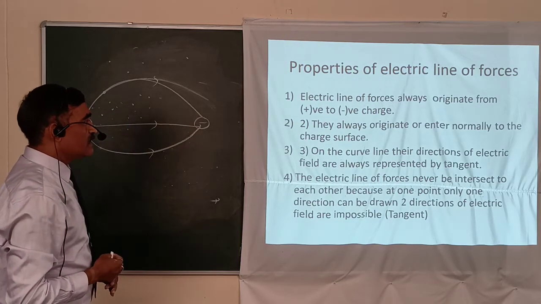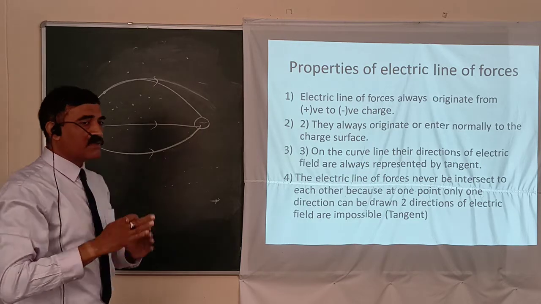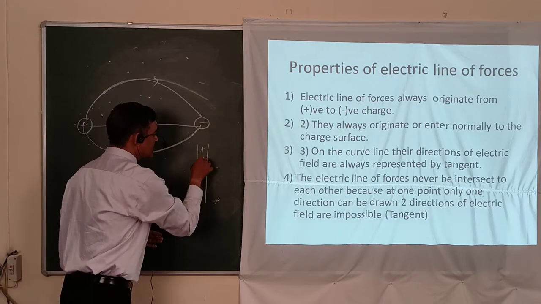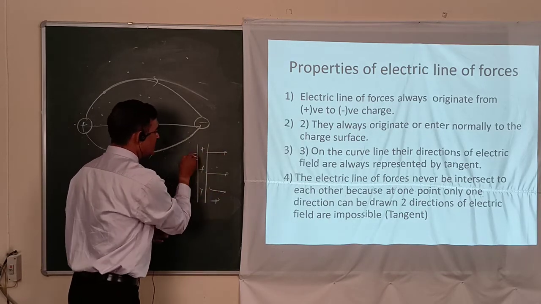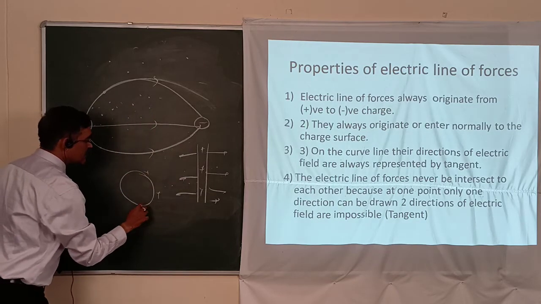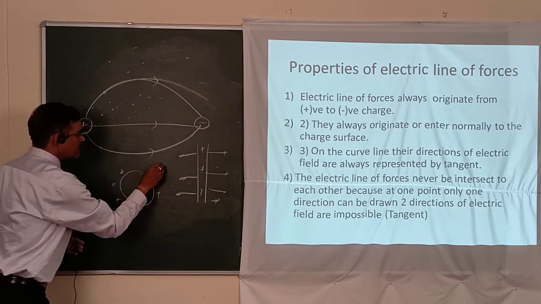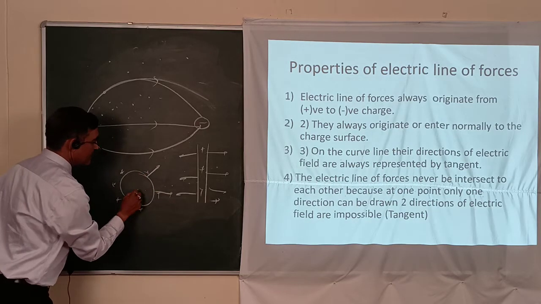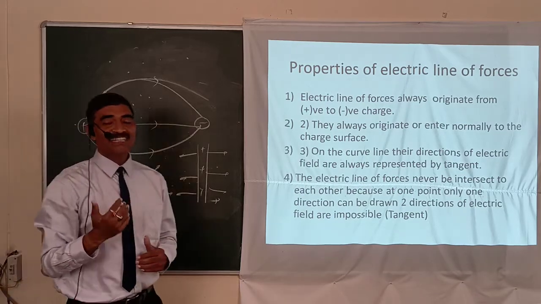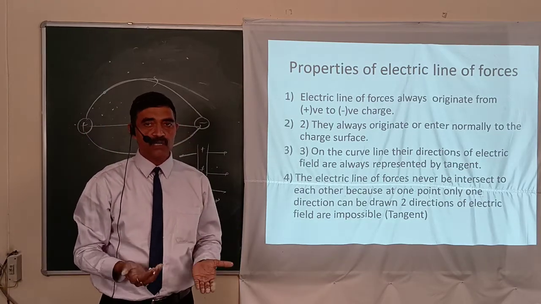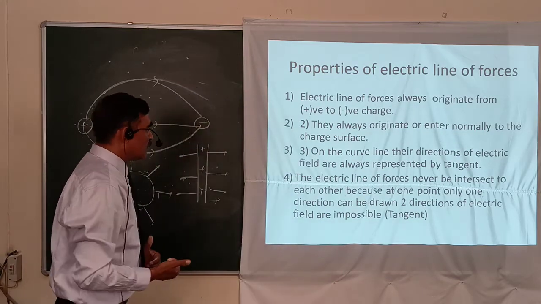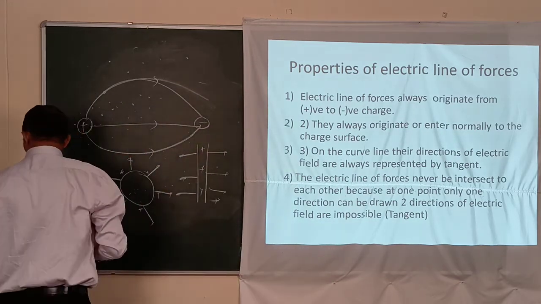Now they always emerge perpendicular to the charged body. Suppose the charged body is like that, so the electric line of force will move like that. If the charged body is spherical, so this is the charged body, the electric line of force will be along the radius, perpendicular to the surface, like that. So everywhere the electric line of force emerges perpendicular, outward if the body is positively charged and inward if the body is negatively charged.